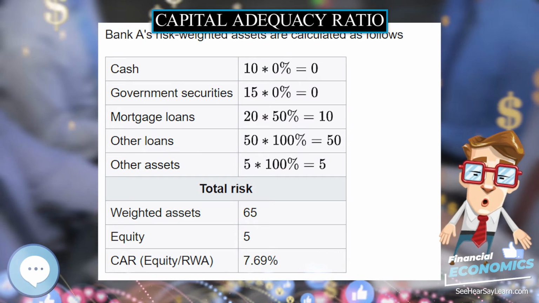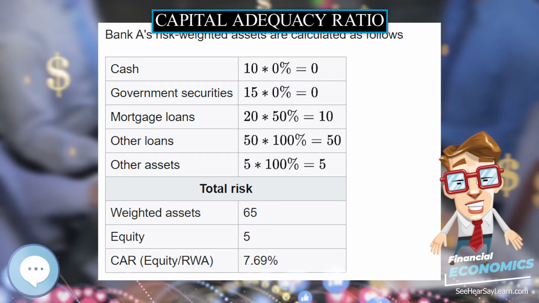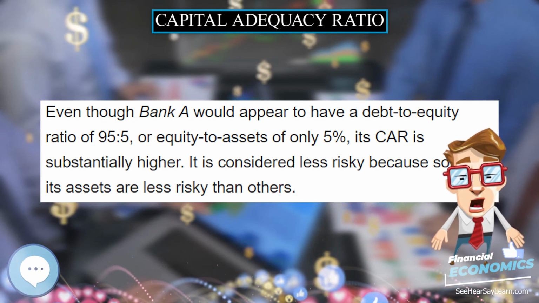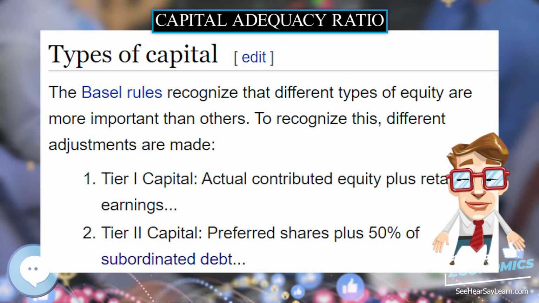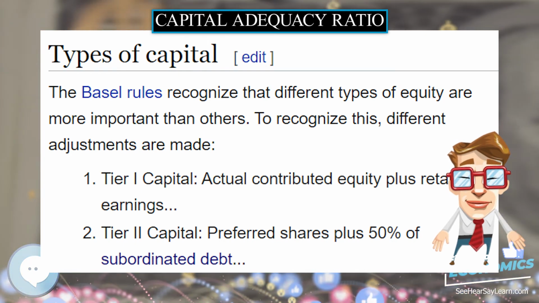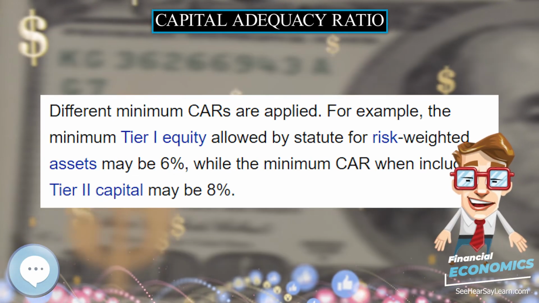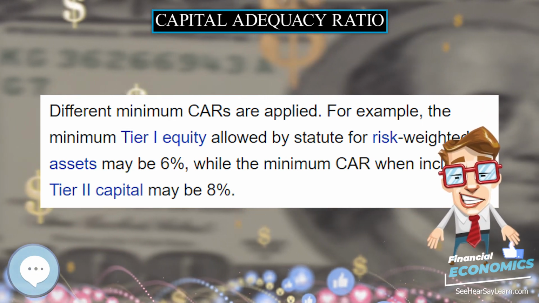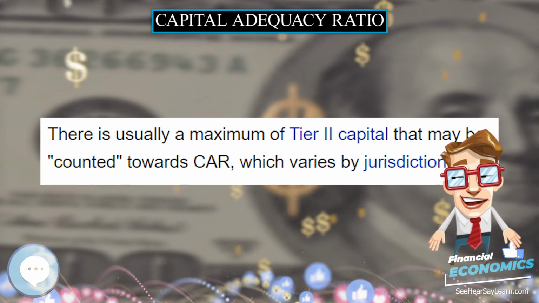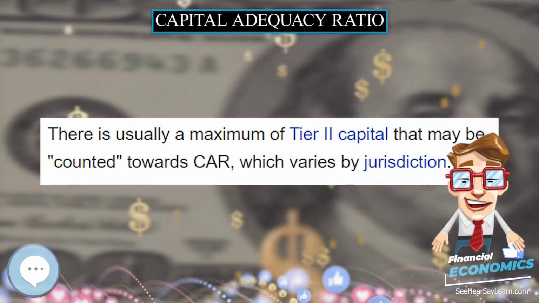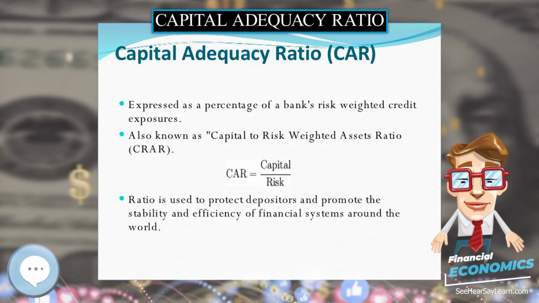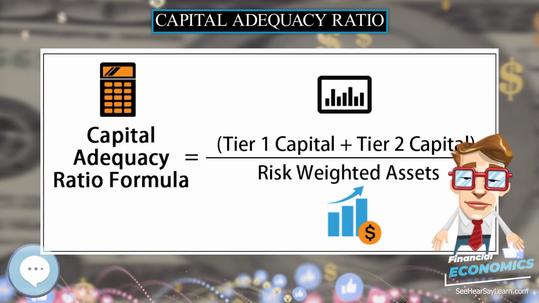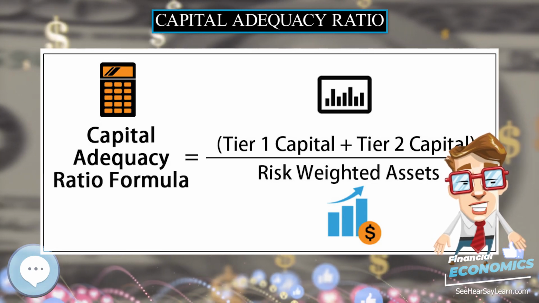Bank A has assets totaling 100 units. Bank A has debt of 95 units, all of which are deposits. By definition, equity is equal to assets minus debt, or 5 units. Bank A's risk-weighted assets are calculated as follows. Even though Bank A would appear to have a debt-to-equity ratio of 95:5, or equity to assets of only 5%, its CAR is substantially higher. It is considered less risky because some of its assets are less risky than others.